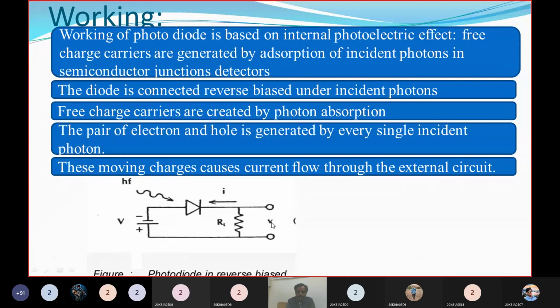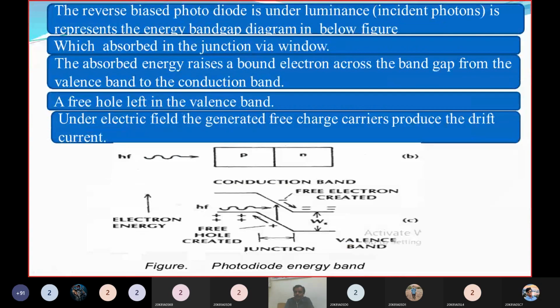Now coming to the reverse-biased photodiode under illumination. Illumination is nothing but incident photons. The energy band gap diagram is represented in the figure below. This is the energy band gap diagram, with the P region and the N region here.